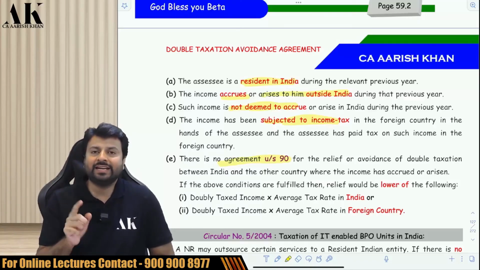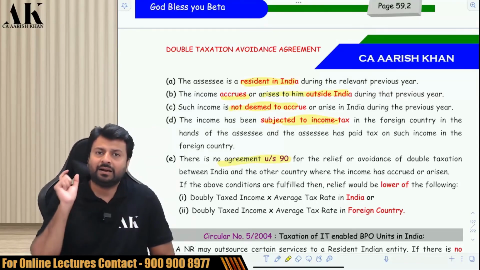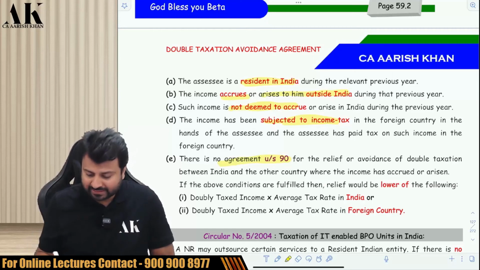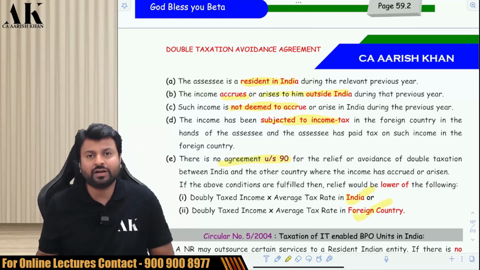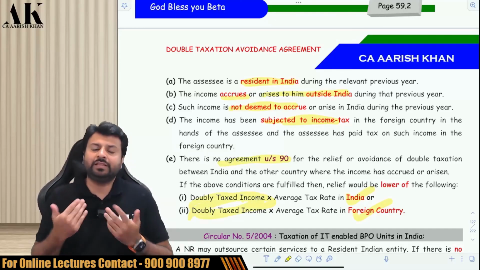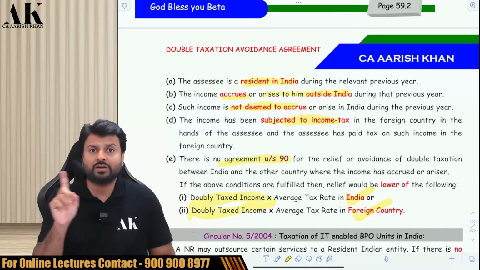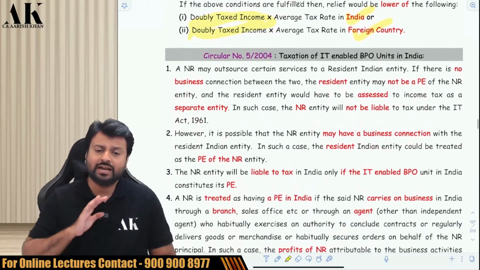Once that is selected, apply it on the doubly taxed income. Whatever the doubly taxed income is, apply whichever is the lower rate, the average tax rate in India or the average tax rate in the foreign country, and that much will be the relief given under section 91. You have to do the question of Mr. Kamesh from our question bank, which is a very, very important and very beautiful question.